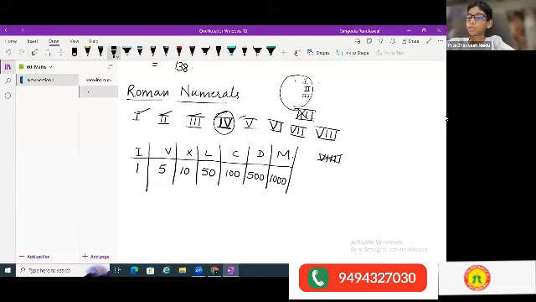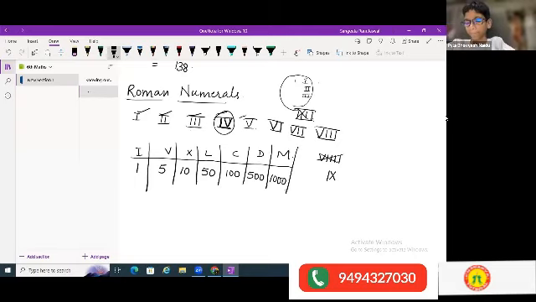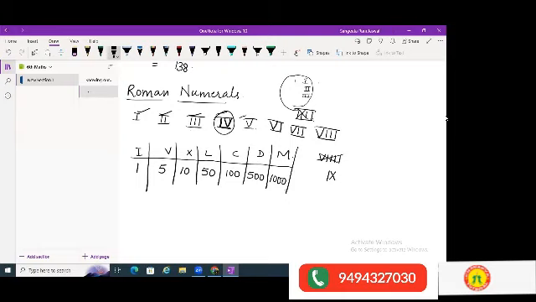We need to do X negative. Yes, so we cannot repeat any number beyond 3 times. Then how do we write 9? We write 10 and then 10 minus 1. If the number is written towards the left side, that means it is subtracted. So 10 minus 1 is 9. This is how we write 9.